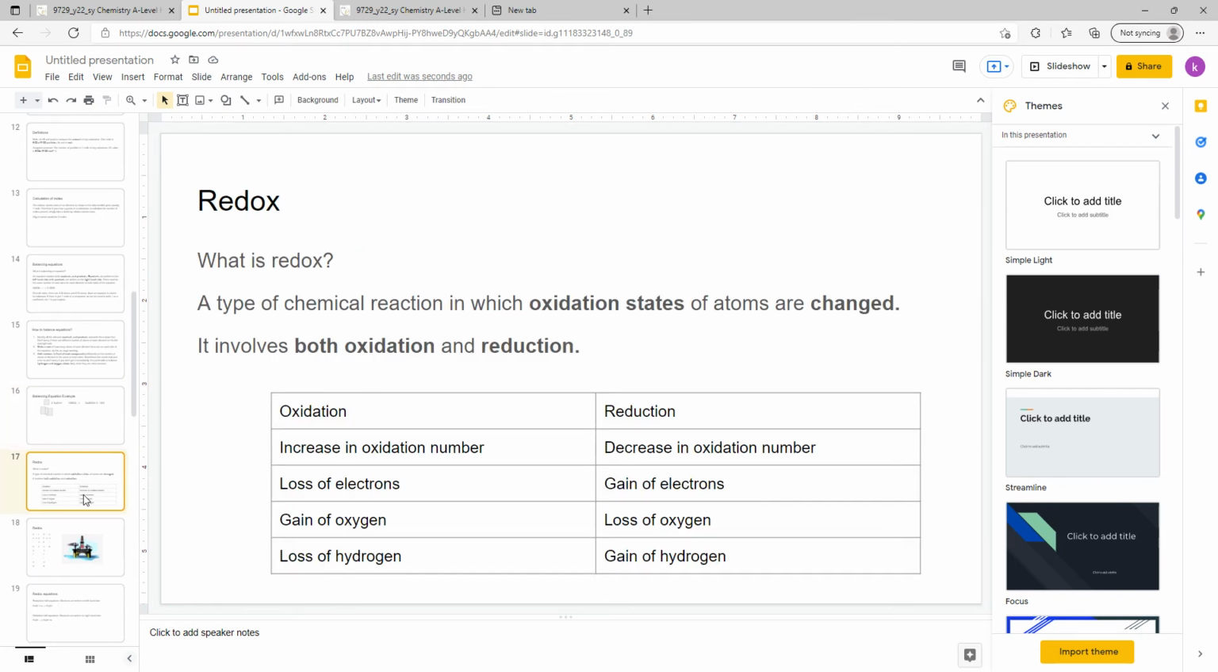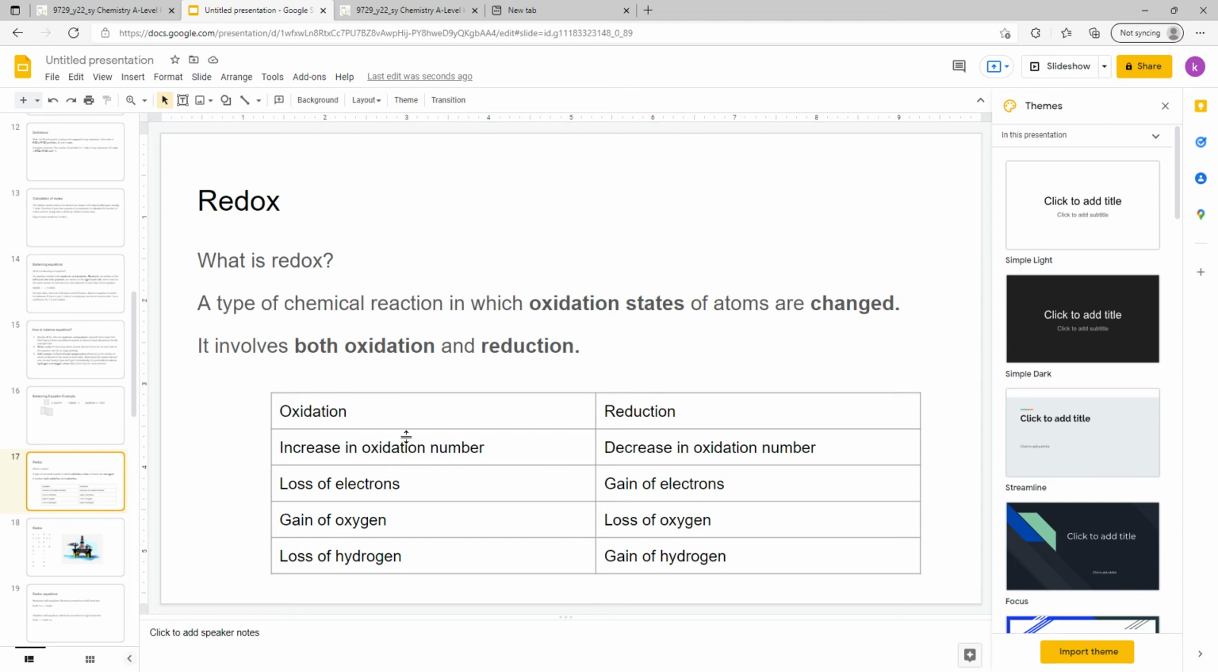Now we move on to redox, or rather a recap of redox. So redox is basically a type of chemical reaction in which oxidation states of atoms are changed. And a redox reaction needs both oxidation and reduction. Here's a small table to help you recap the differences.